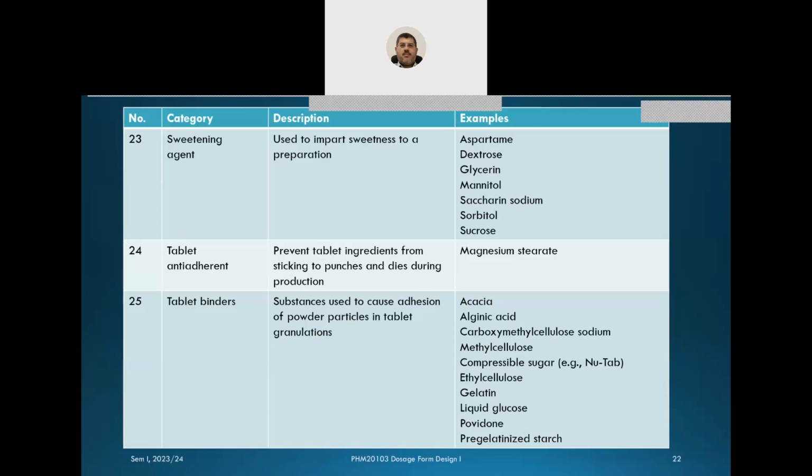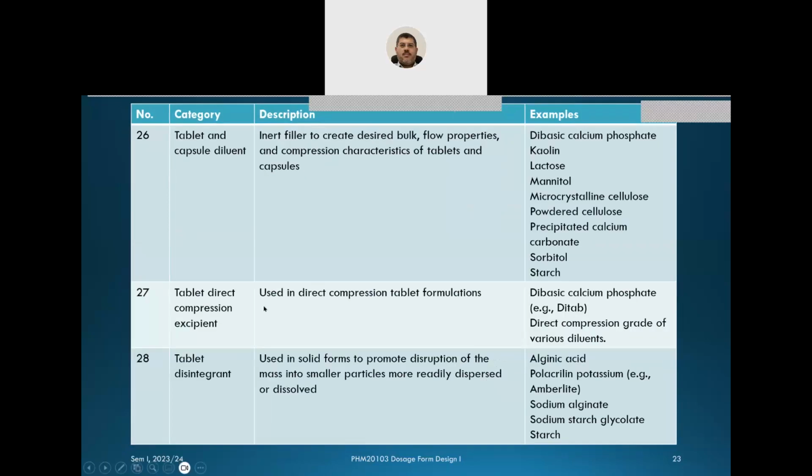So I have to add some greasy material usually, something with lubricating properties, like magnesium stearate. Stearate is an oily material, so the salt magnesium stearate, or stearic acid, can be used. Talc can also be used, which also has some greasiness, and these work as tablet anti-adherents.